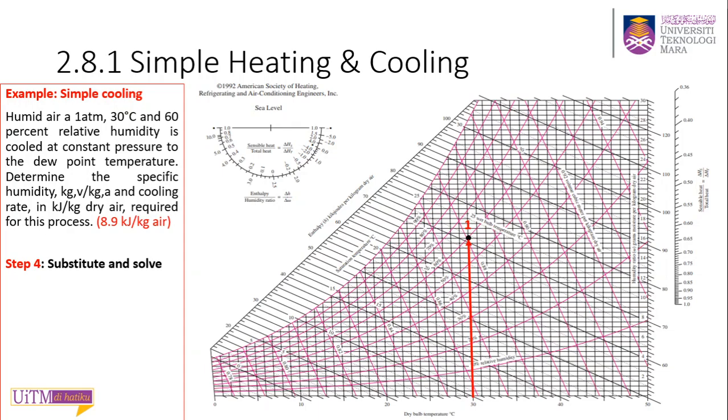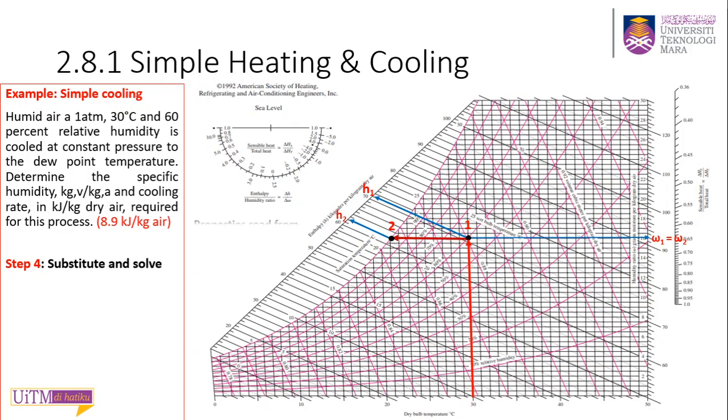Selari dengan state 1, parallel to state 1, we will plot for state 2. Kenapa selari? Sebab ingat, simple cooling, the specific humidity is the same. Omega 1 must be the same as omega 2. So that's why dia selari. And then we draw the process line. Simple cooling. From here we draw the property line. First we want to read omega 1, which equals omega 2. We draw the property line. And then we want to read H1, we draw the property line. We want to read H2, we draw the property line. Label H1, H2, omega 1 equals omega 2.